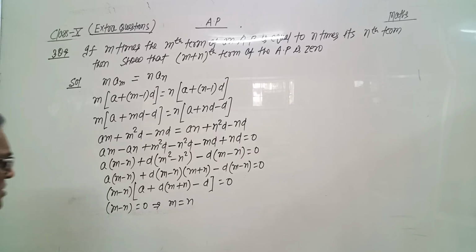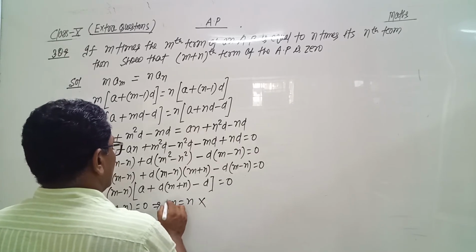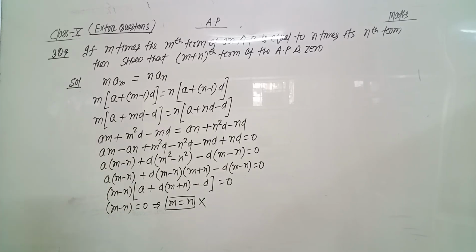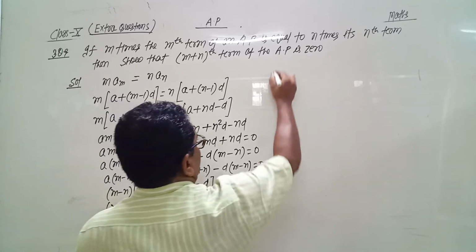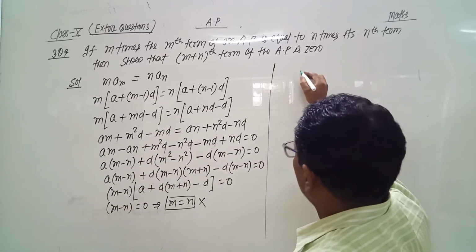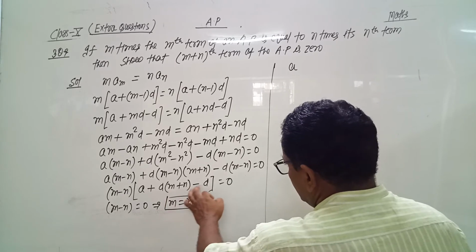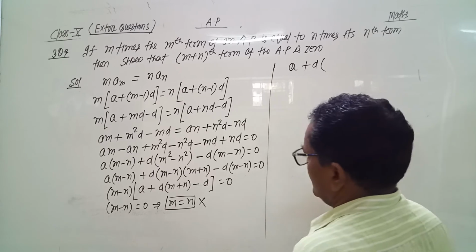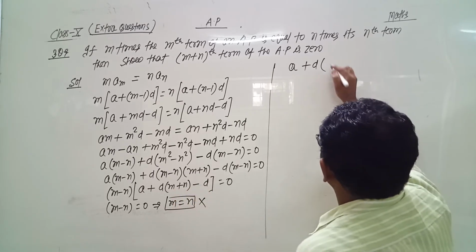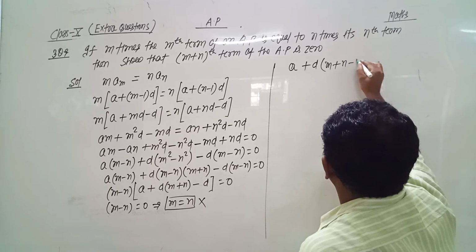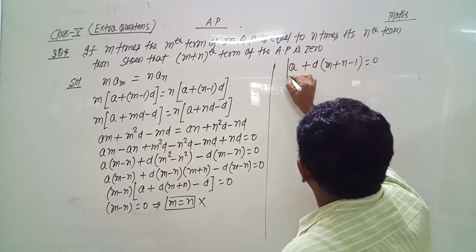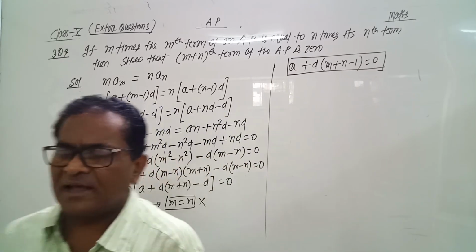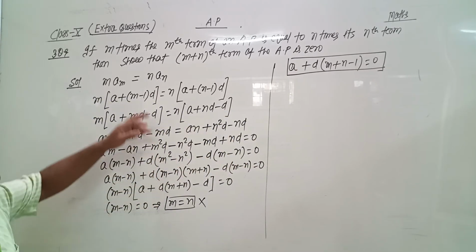But this is not possible. M equals to n is not possible. Then a plus, from these two terms, b is taken common. So we get m plus n minus 1 equals to 0. So the result we get is a plus b into m plus n minus 1 equals to 0.